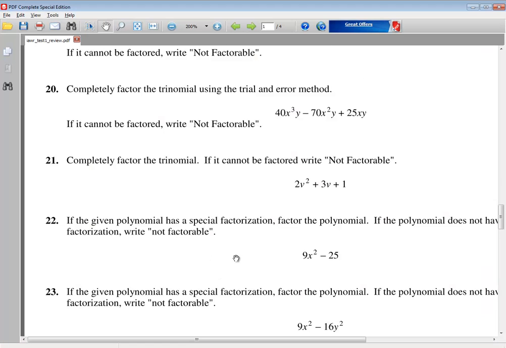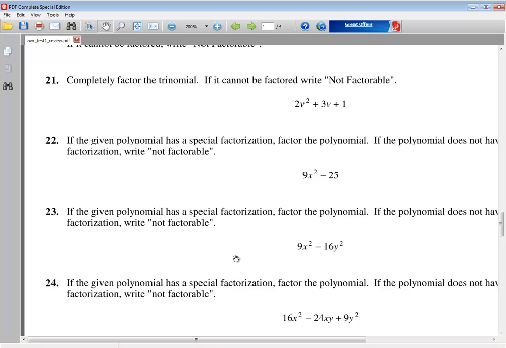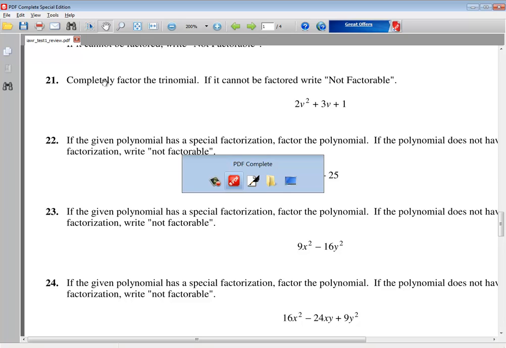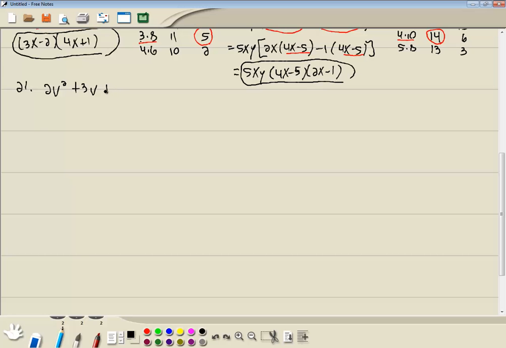Okay, 21. 2v squared plus 3v plus 1. Well, this would be key number again, because we have v squared, v, no v, and there's a number in front of our v squared. So we take our number at the beginning times the number at the end, ignoring signs. 2 times 1 is 2. We'll write down all products that give us 2. We got 1 times 2. Add them. 1 plus 2 is 3. Subtract them. 2 minus 1 is 1.